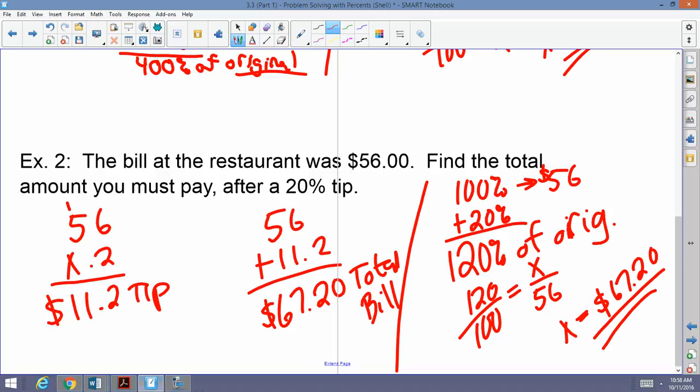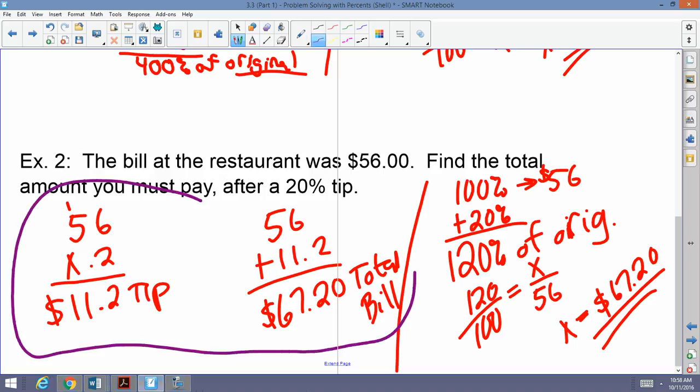I didn't say that the first way doesn't work. I never said that. Okay, this first way here, I never said it was harder either. I said it's more time consuming. Because you have to find the 20%, then you have to add it. Now, why is this not as useful?